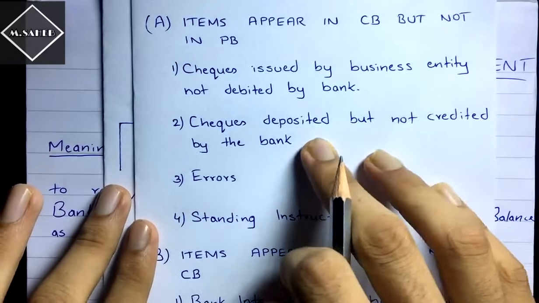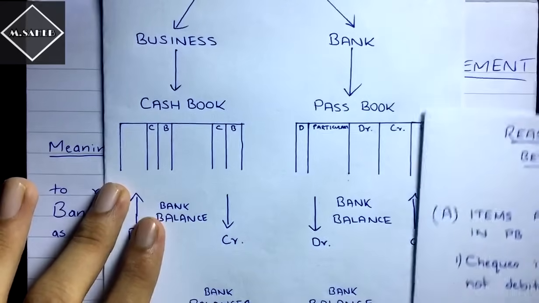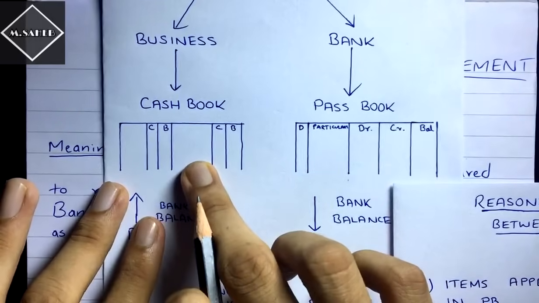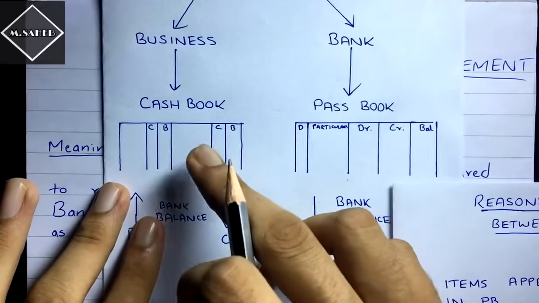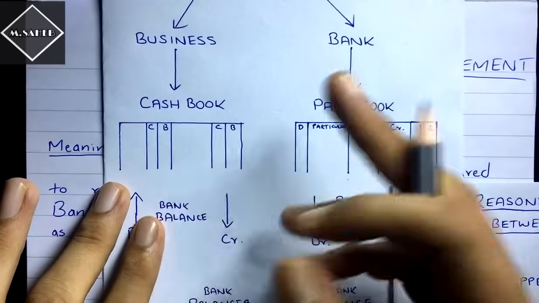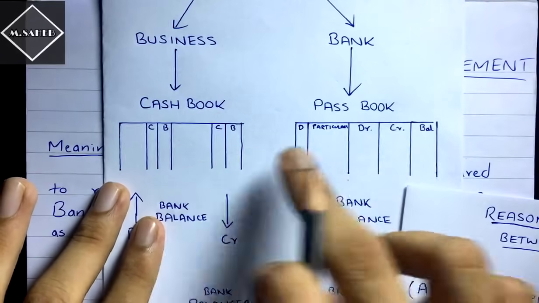Here I am just going through. Then there will be errors. An accountant may record, let's say, a 1,500 payment as 2,000, or as 1,100, like that. So there may be errors, and due to errors also there will be a difference between the cash book and the passbook.